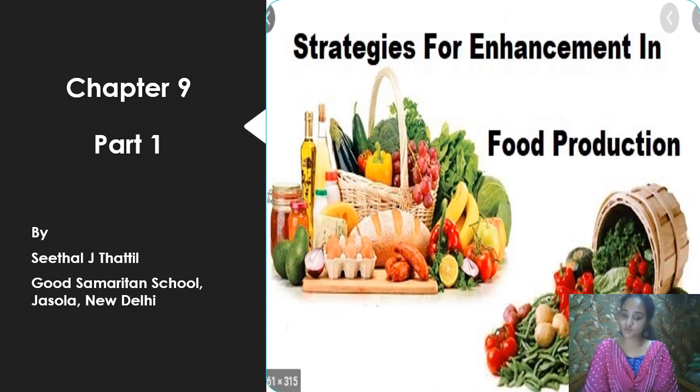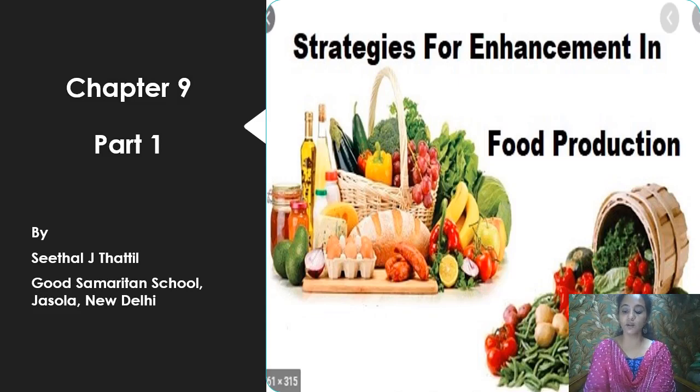Clear? So let's come to the topic. So our chapter, that is chapter 9. You can take your NCERT book. That is chapter 9 in your NCERT book. That is enhancement in the food production. Strategies. What do you mean by the word strategy? That is the different techniques. The different techniques that we are using for increasing the food production.